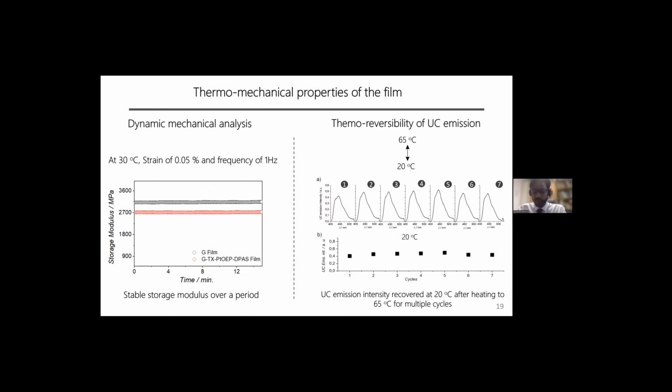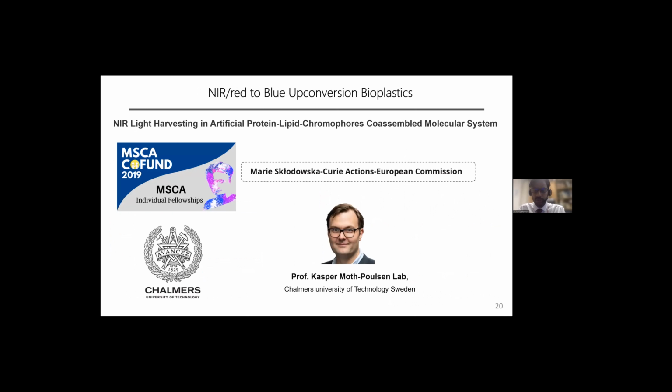So this was the work which I did at Kyushu University, and half of the work I did at Chalmers University of Technology, Sweden. Based on these results, I wrote a grant for the Marie Curie for NIR light harvesting in artificial protein lipid chromophore co-assembled molecule system, and luckily I got the grant. And then I started working on NIR to blue or red to blue photon upconversion bioplastics, because for practical integration with the solar cell, we need to harvest the NIR light or the far red light.